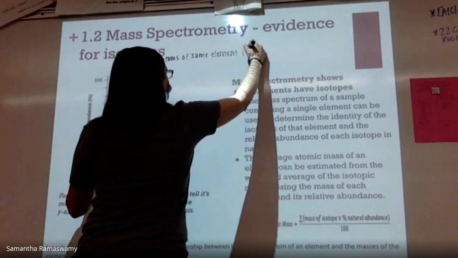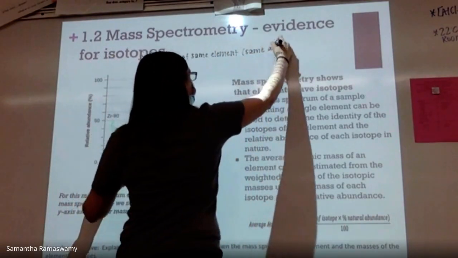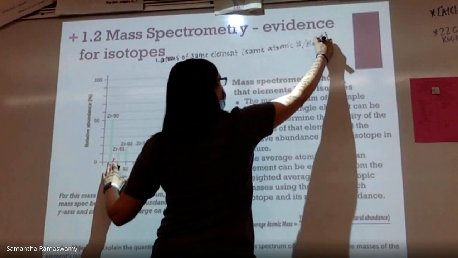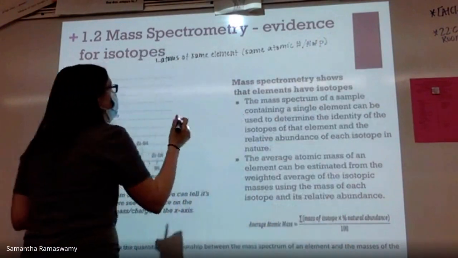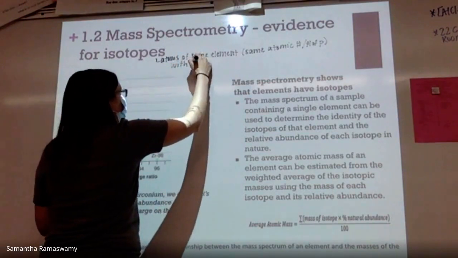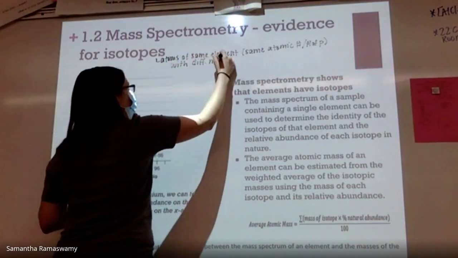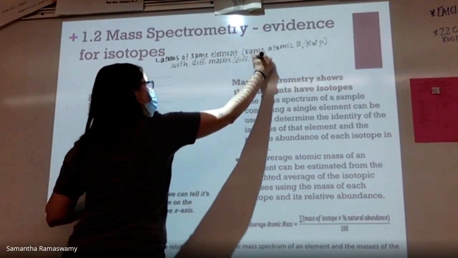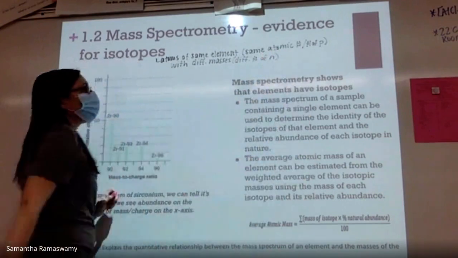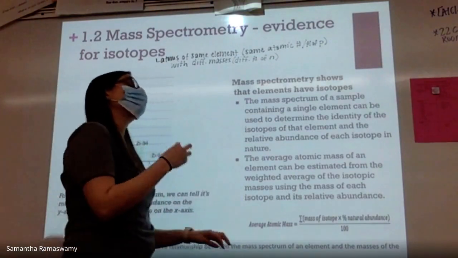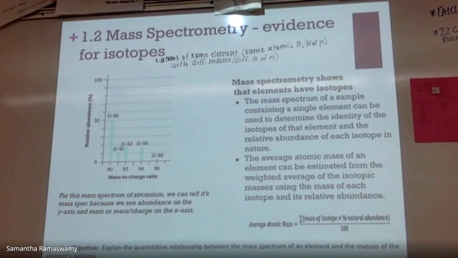So if they're the same element, they have the same atomic number. Remember, atomic number is number of protons. But they have different masses. So they're atoms of the same element with different masses. And the reason that they have different masses is because of a different number of neutrons. So carbon-12 and carbon-13, those are isotopes. They're both carbon, but one has a mass number of 12, one has a mass number of 13.